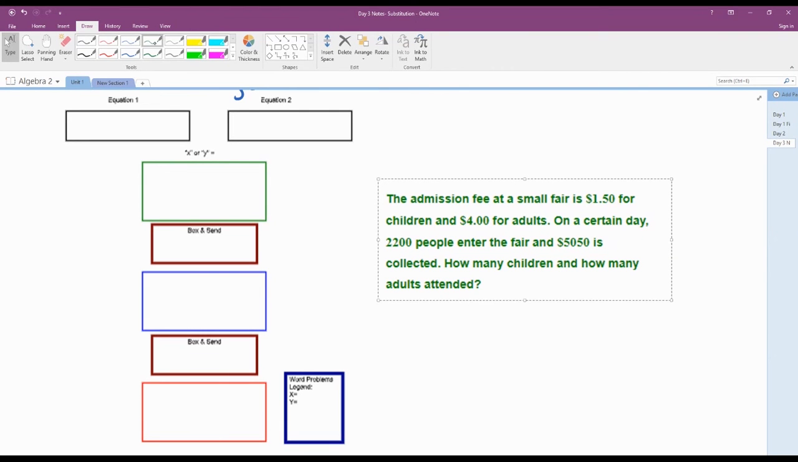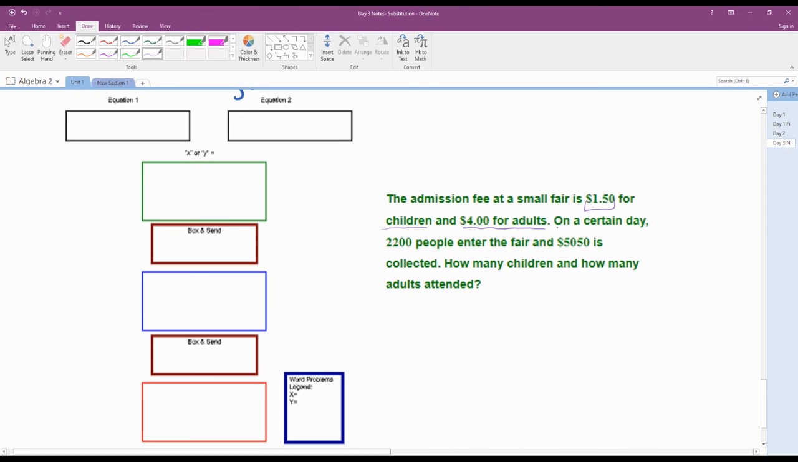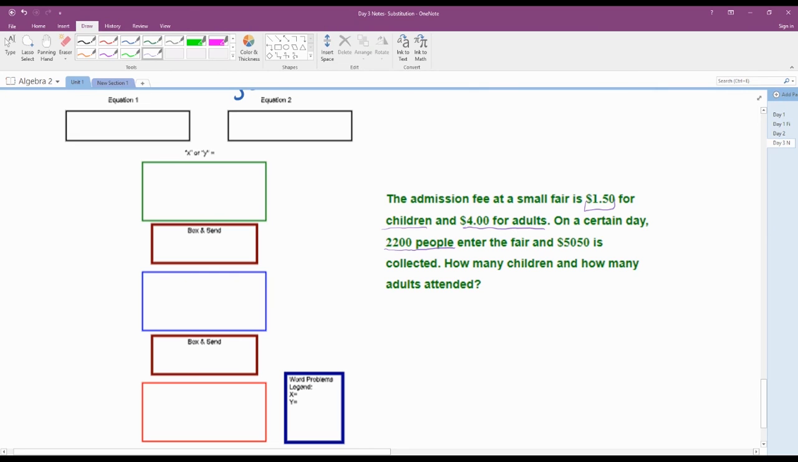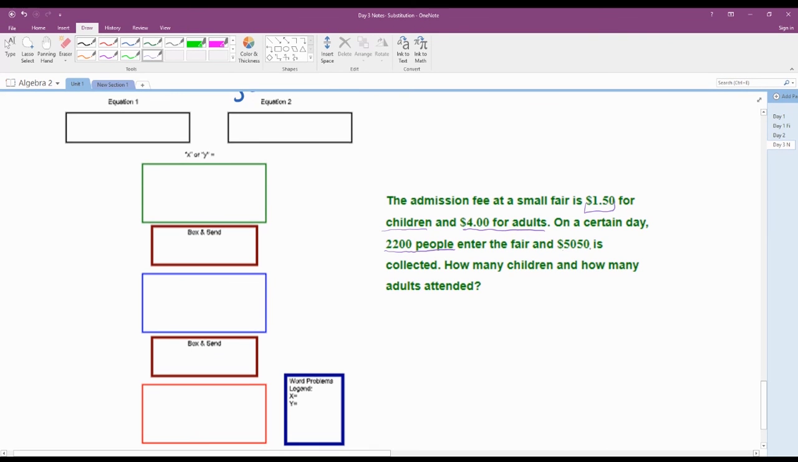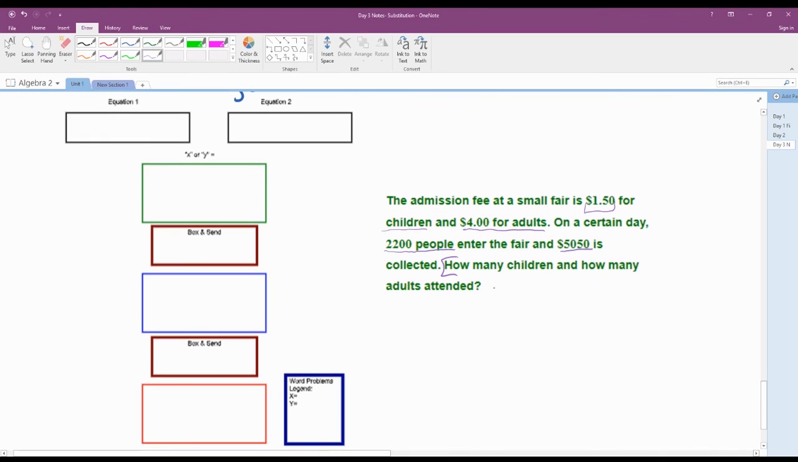All right, so on this next part, we're going to try a word problem. So I have the admission fee at a small fair is $1.50 for children and $4 for adults. On a certain day, 2,200 people enter the fair and $5,050 is collected. How many children and how many adults attended?